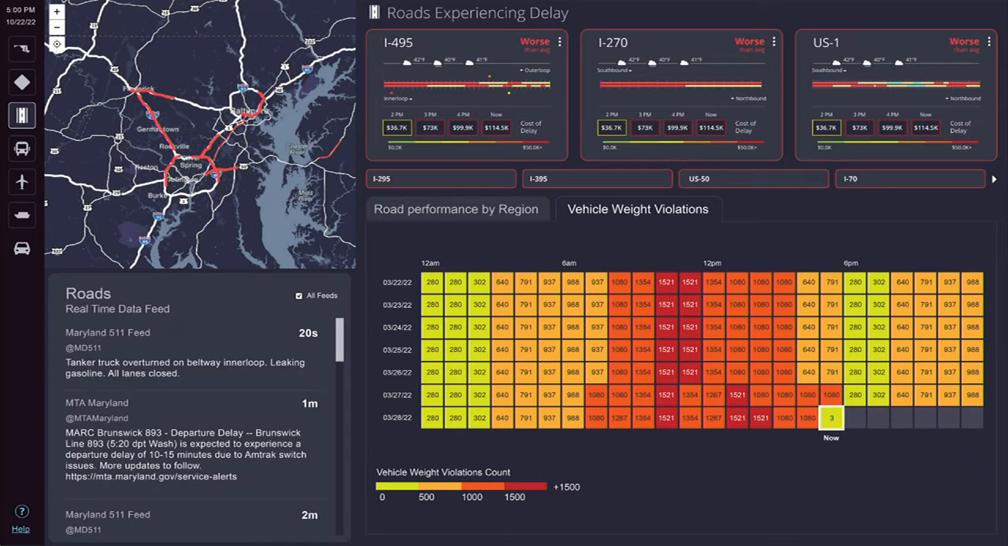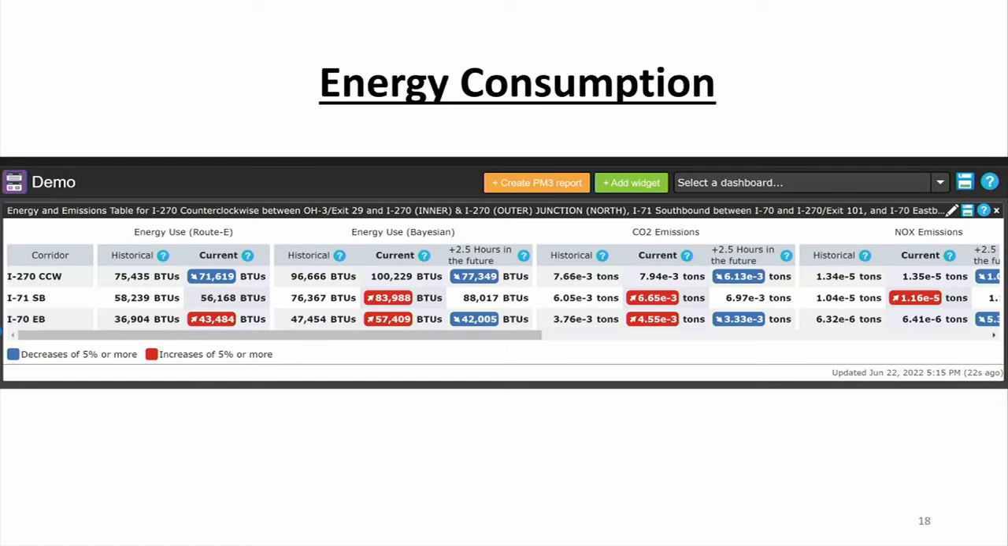And I'm using vehicle weight as the example here, but it can be unbalanced loads. It can be speeding violations. It can also be over height violations. There's all sorts of things that these sensors pick up that we're probably going to add to this. We're also going to be adding energy consumption and emissions to the dashboard.